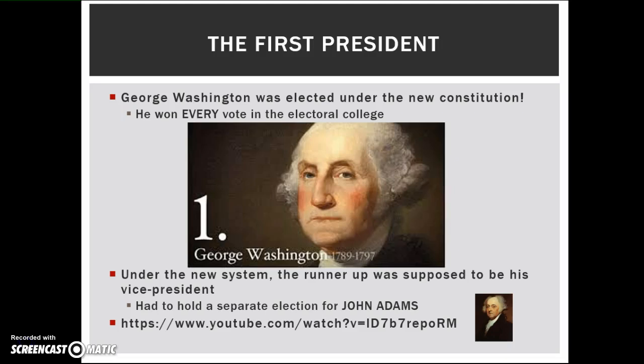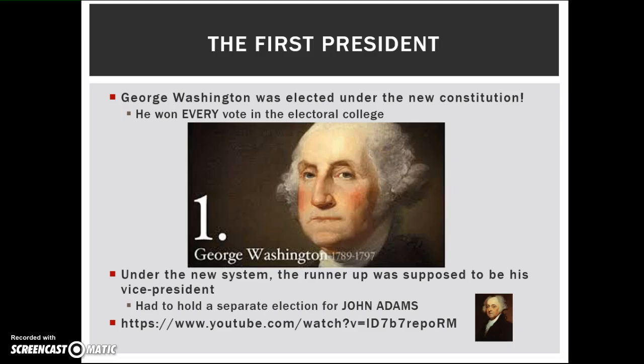Today, when somebody runs for president, they choose a running mate to run with them as their vice president, like how Obama chose Biden or how George W. Bush chose Cheney. Back then, that was not the case. Back then, people just ran for president. First place would become president, and second place, or the runner-up, was supposed to become vice president. Well, when Washington won all of the votes in the Electoral College, there was no runner-up. They had to hold an entirely second election to pick the vice president.